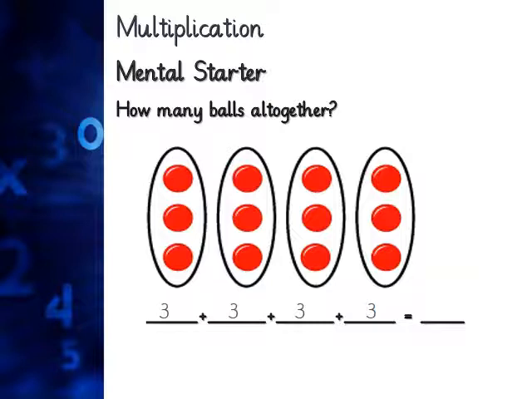The given question is, how many balls altogether? Observe the given picture carefully and find out the total number of balls. You are in practice of doing such sort of sums. This is not at all difficult. Take your time. Let's come up with the answer. 3 plus 3 plus 3 plus 3 is equal to 12. Hope your answer is correct. That's a good job.